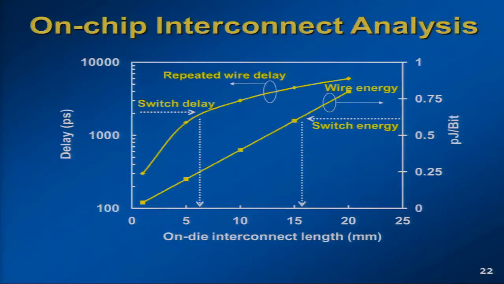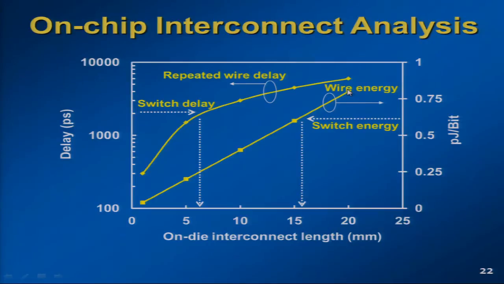This shows a very simple interconnect analysis. What this shows is, on chip, this is your on-die interconnect length in millimeters, and this shows the delay of a repeated wire on the y-axis. And you can see that the delay starts increasing as you increase the distance. The energy of moving the data across this distance is this yellow line over here.